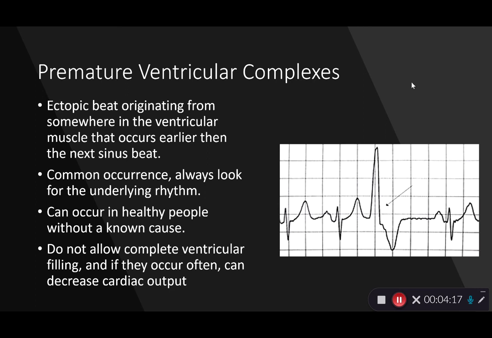Our biggest concern with this is that if we have a lot of PVCs, we don't really get complete ventricular filling. So when we get a lot of these PVCs in a row, we could have a decrease in cardiac output because we don't know how much stroke volume we are getting with that PVC beat.